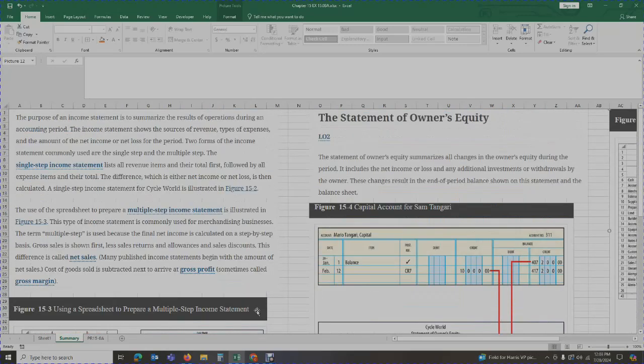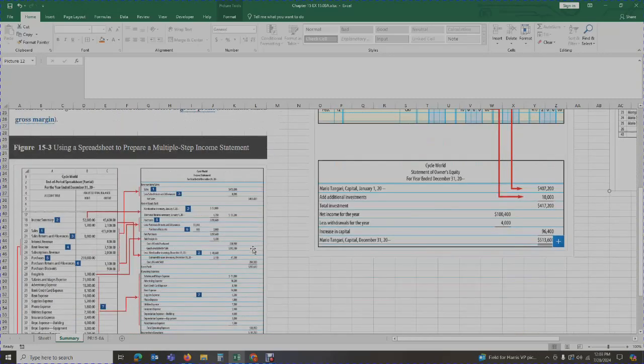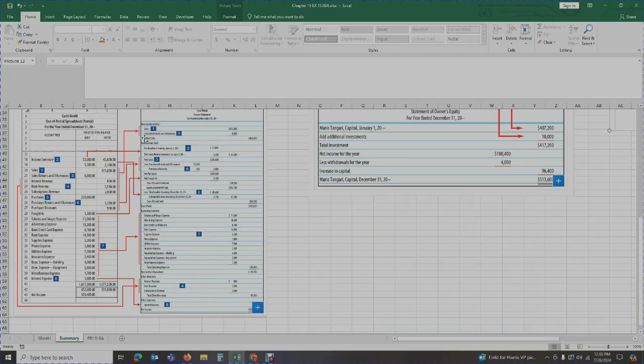Okay. Now, in this particular problem, we are going to be preparing a multiple step income statement, okay? And this type of income statement is usually used for a merchandising business, which is what we are dealing with in this problem, okay? And the term multiple step is used because the final net income is calculated on a step-by-step basis, okay? So, as you can see from the example, we have the calculation of your revenues, of your cost of goods sold, and then your purchases to be able to calculate all of the data that you need. Okay, we're going to go one by one as we do all of these steps.